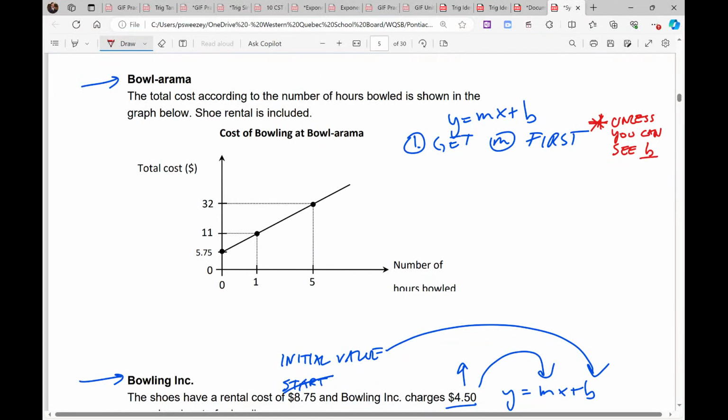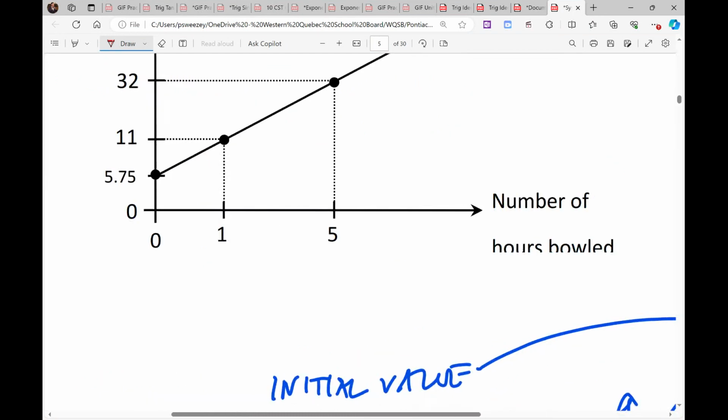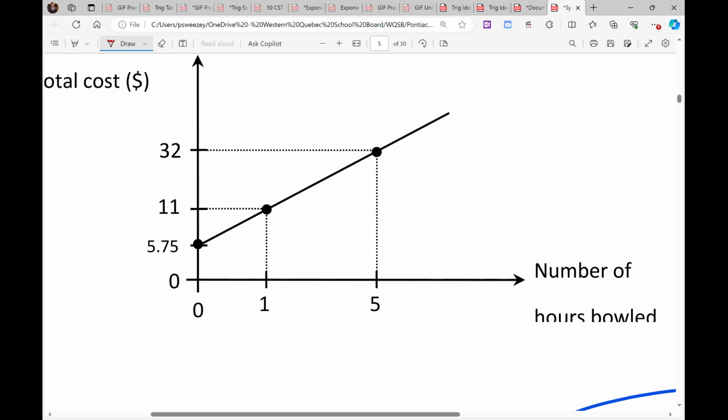But if you're paying attention, can anyone tell me right now, if I just zoom in, what is the cost to rent the shoes at Bowl-O-Rama? Yeah, $5.75. So your B is going to be $5.75. Why? It's a starting value. It's the initial value. It is the y-intercept. It is the B. So this is the B, meaning I don't really need to go find it. It's right there. I like to call this one a Chipotle mayo.